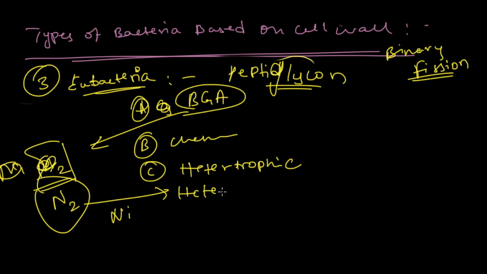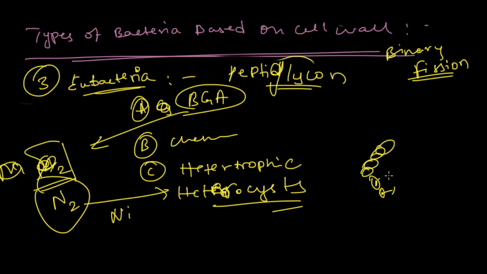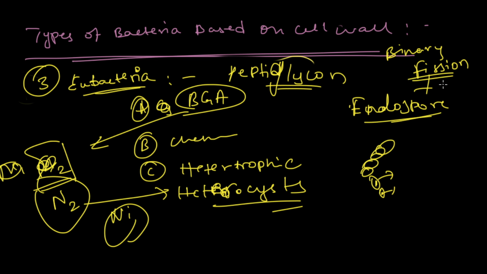So why is that happening? Because they possess heterocysts, a specialized type of cells which help in nitrogen fixing. If you open your NCERT, you can find a bead-shaped diagram where heterocysts are marked. Those help in nitrogen fixation. Apart from binary fission, in harsh or unfavorable conditions they produce endospores. That is the reproductive method they have adapted, endospore or binary fission.